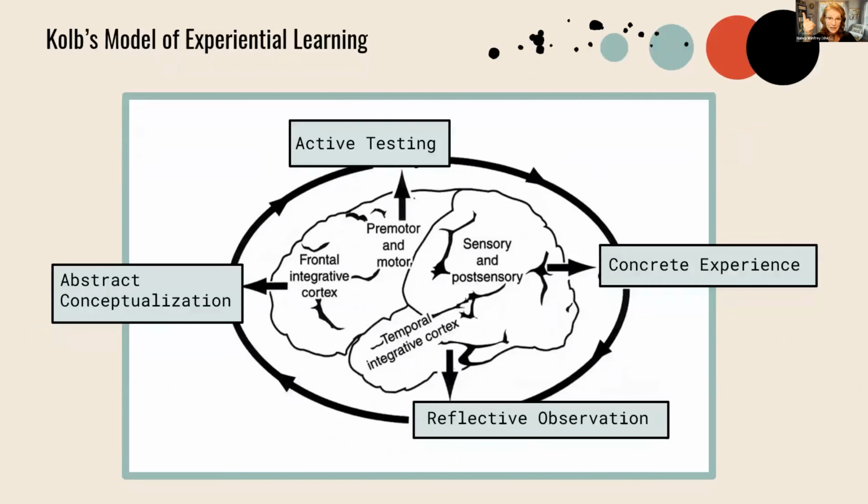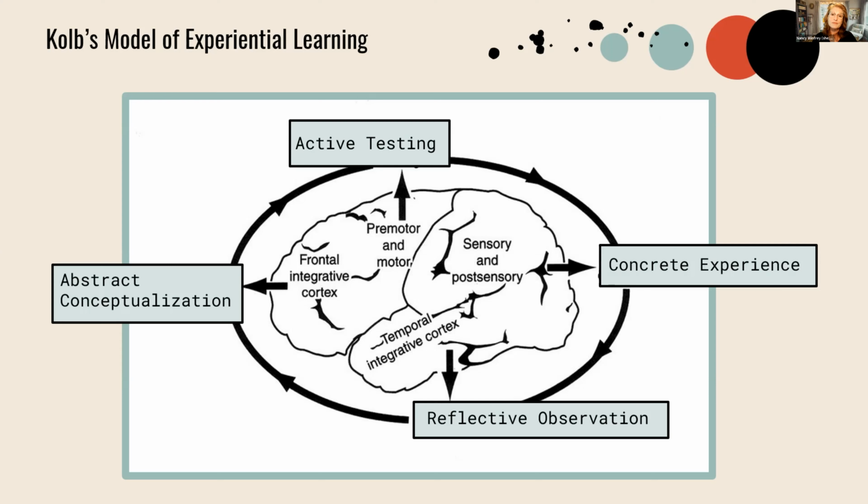So back in 1974, when David Kolb created what's now a well-known model for experiential learning, he didn't have the advantages of neuroscience to support his theory, but look at this: concrete experience, reflective observation, abstract conceptualization, and active testing. So those are the 4 parts of Kolb's learning theory, and they line up exactly with what's going on in our brain at the same time.